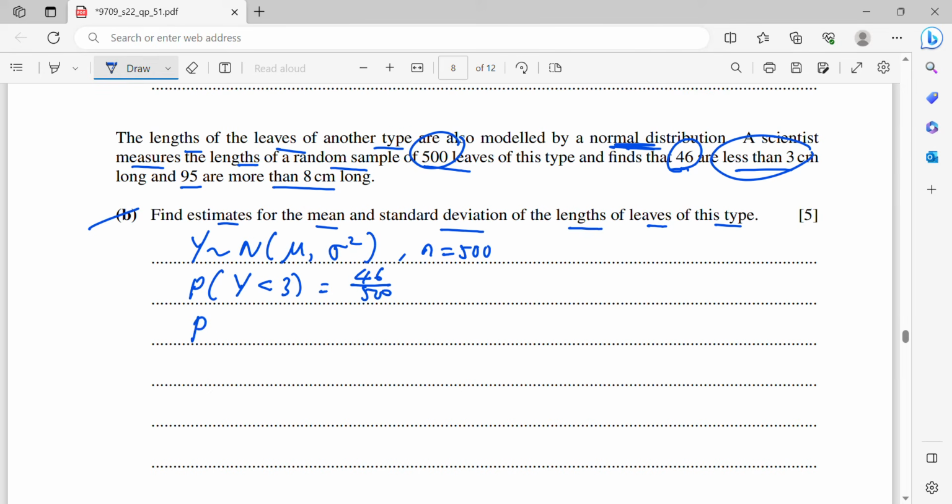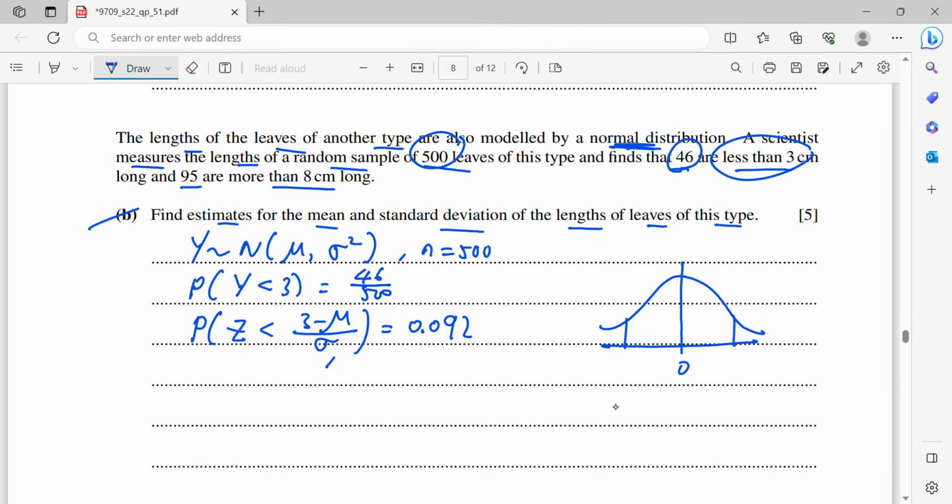So now I will standardize it. 46 over 500 is basically 0.092. Then the next, I can just draw the graph first if you want. From here, we are not sure where this line, 3 minus mu over sigma, is. It can be on the left hand side or on the right hand side. But then it is less than.